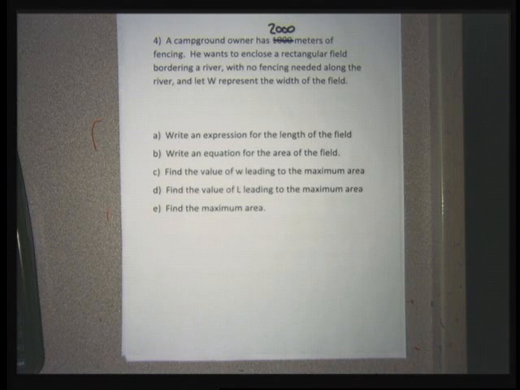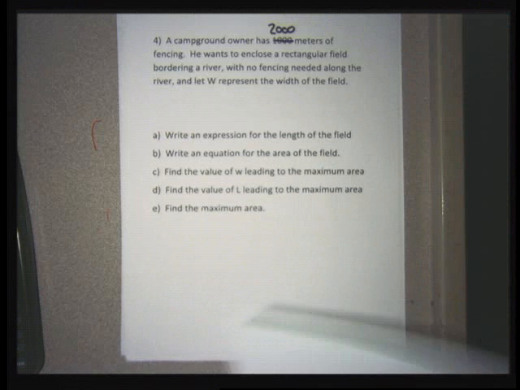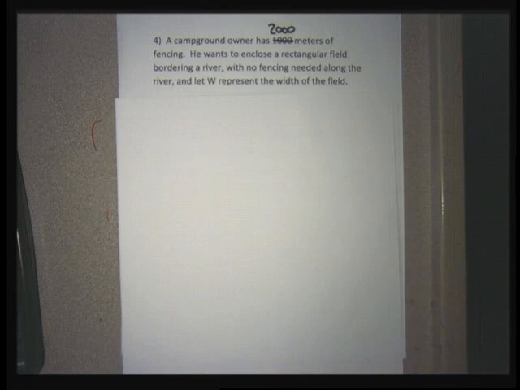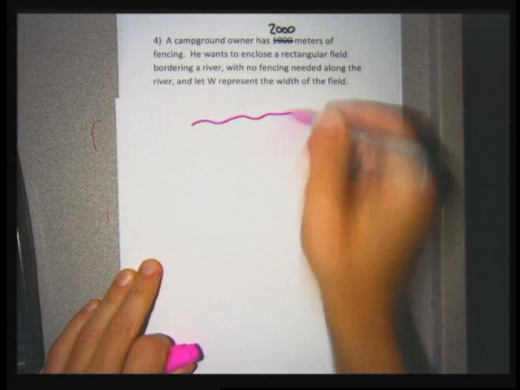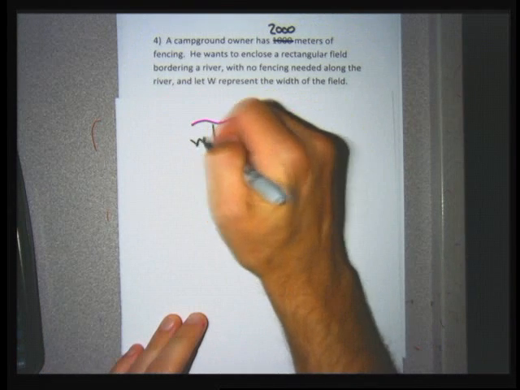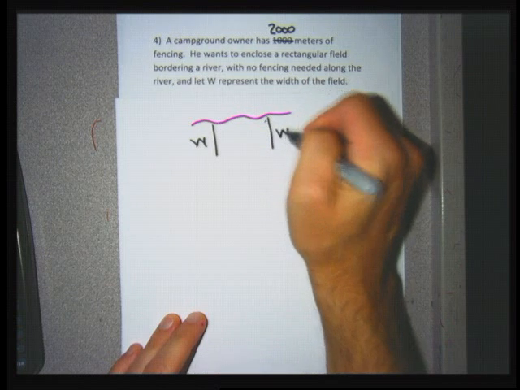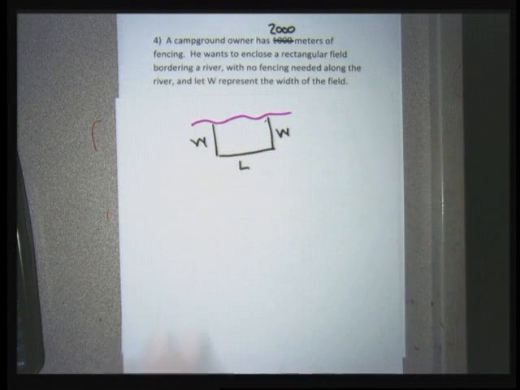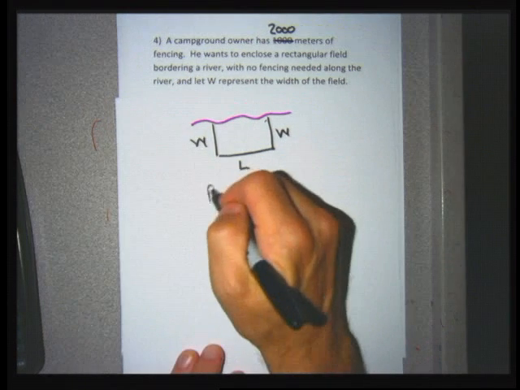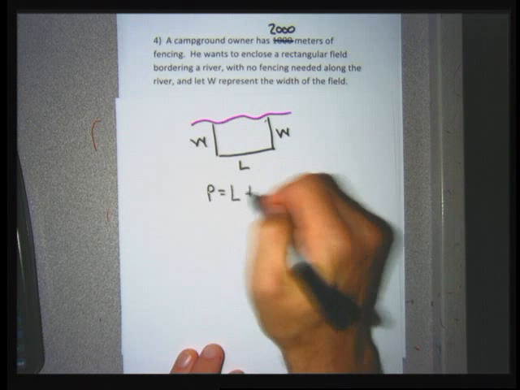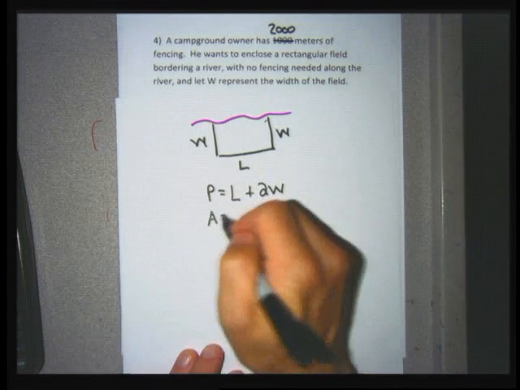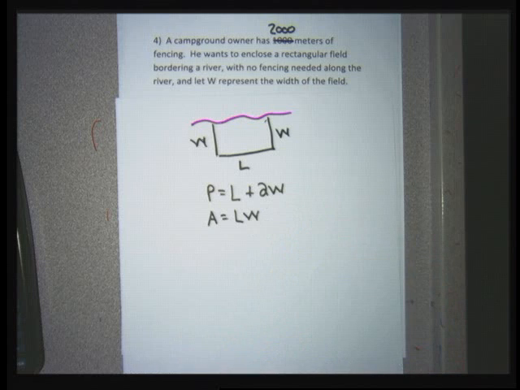So I'm going to draw a picture. First of all, I'm building a rectangular region, and I'm only building 3 sides of fence. Generally, I call the sides perpendicular to the river the width, and the side parallel to the river the length. I know that the perimeter that I'm going to build, I'm building 1 length and 2 widths, and I know the area is still length times width.